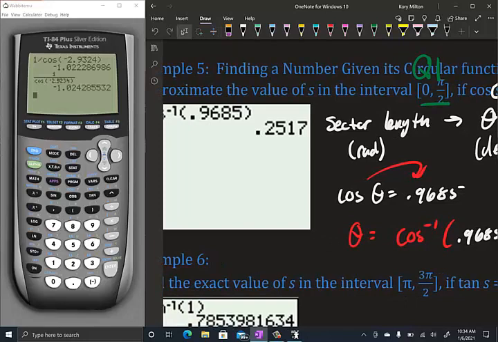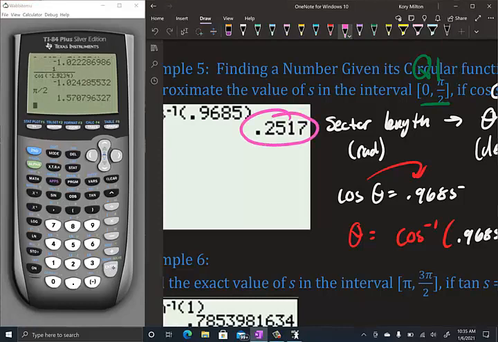So quadrant 1 is between 0 and pi over 2. So we know 0 is just 0. So let's figure out what pi over 2 is. Pi over 2 is 1.57. Our domain is 0 to pi over 2. So this does fall between 0 and pi over 2, because 0.25 is less than 1.57 but greater than 0. So it does work out.